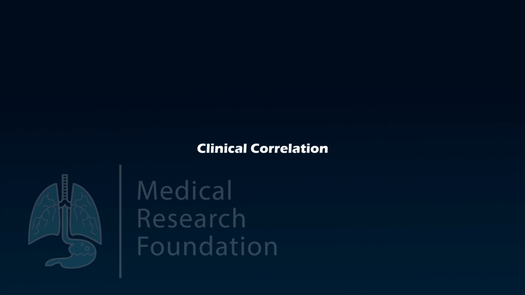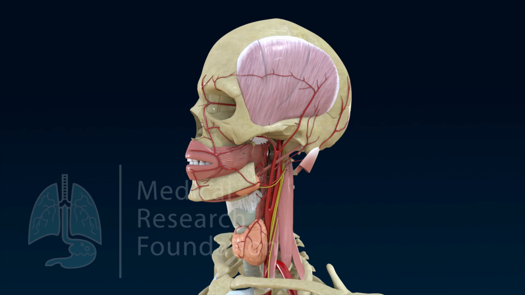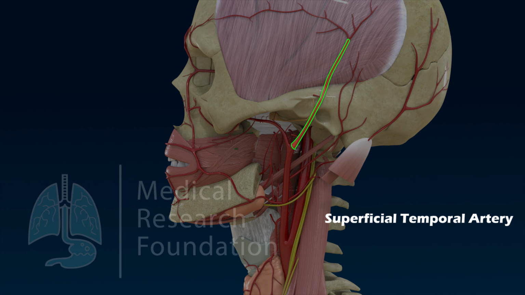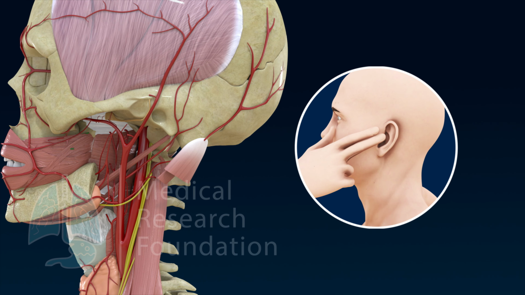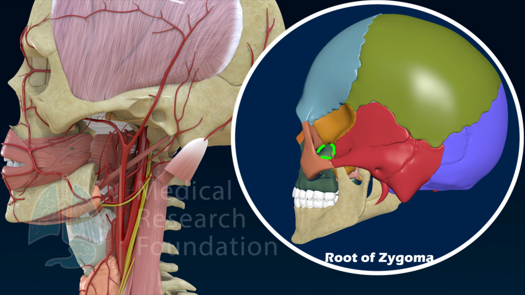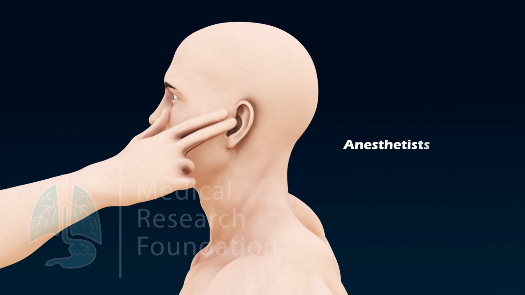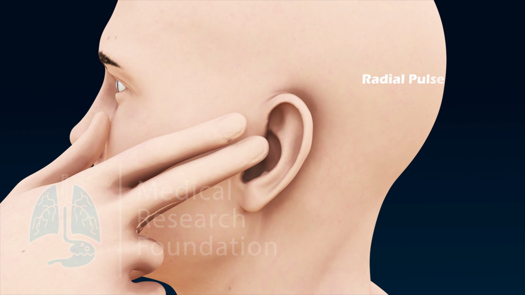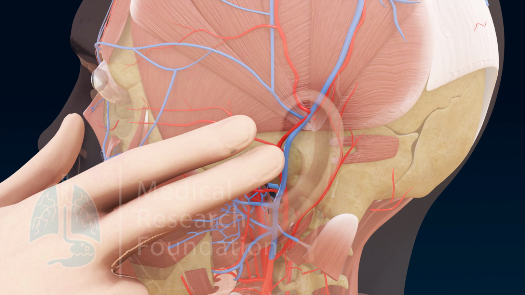Clinical correlation: superficial temporal pulse. The pulsations of the superficial temporal artery can be readily felt in front of the tragus of the ear, where it crosses the root of the zygoma, the preauricular point. It serves a useful purpose to anesthetists, to whom the radial pulse is not available during surgery. For this reason, it is also called anesthetist's artery.